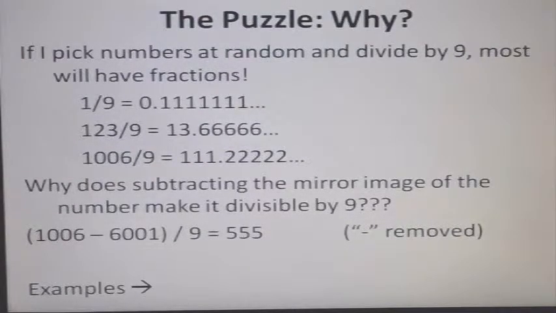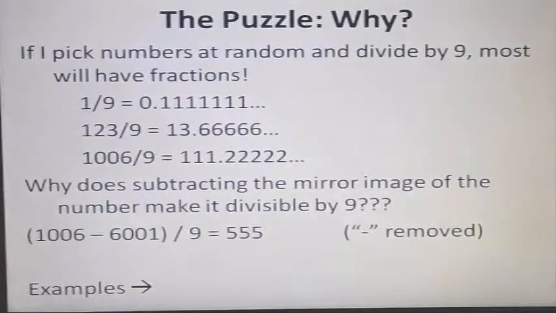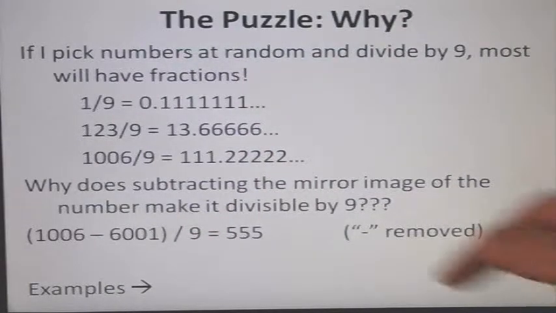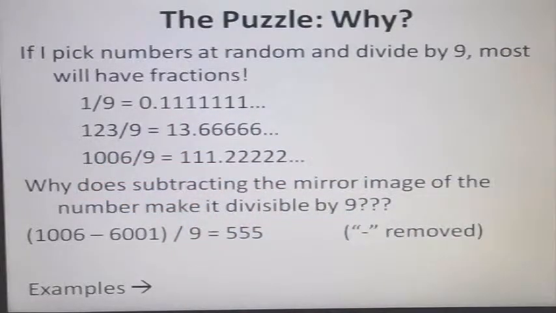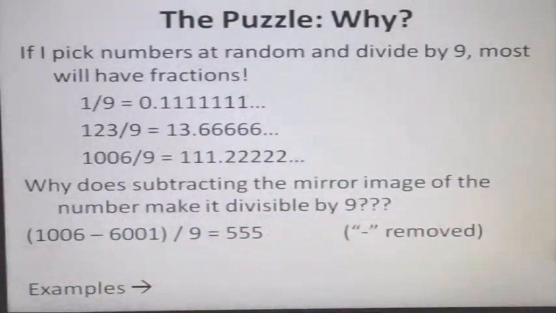Okay, if I pick numbers at random and I divide by 9, most are going to have fractions. I mean, I took the number 1, I stick it in my calculator, divide by 9, I end up with 0.1111. I take the number 1, 2, 3, which we just were using, and I divide by 9, I get 13.666 repeating. I take this kind of odd number, 1006 divided by 9, I end up with 111.222. So how does subtracting the mirror image of this number make it divisible by 9? So here I did this example. I did the subtraction, divide by 9, I end up with 555. It's negative, but I removed the negative sign. But anyway, it's the whole number. It's a natural number.